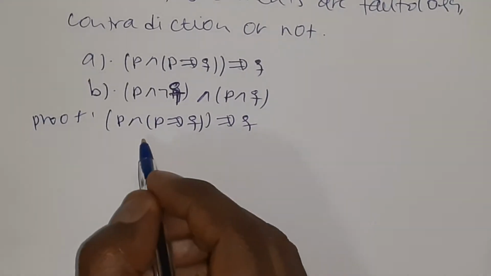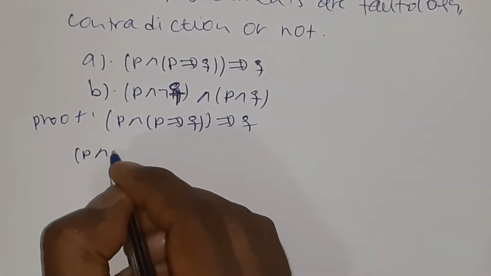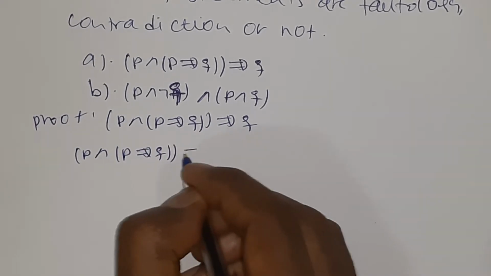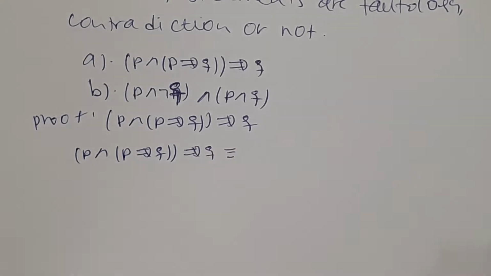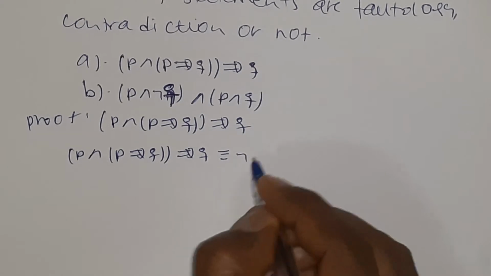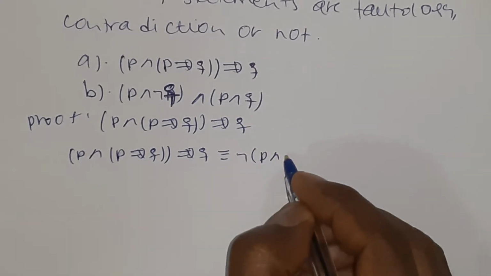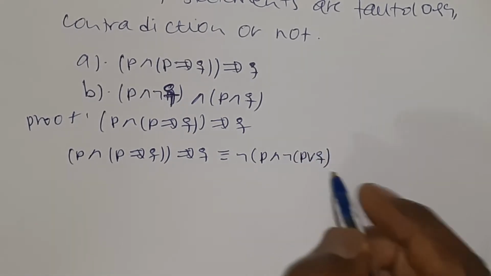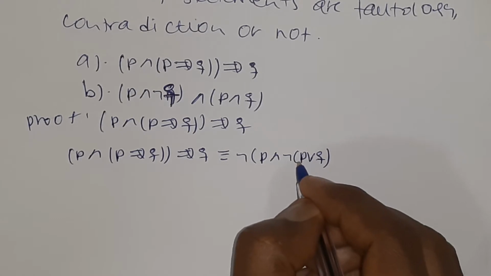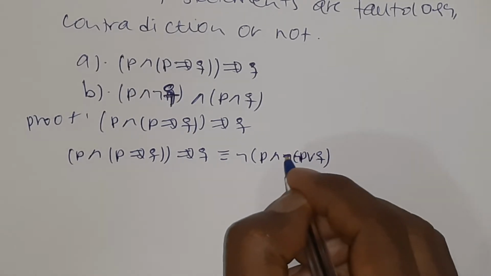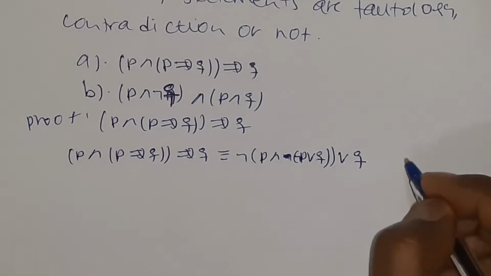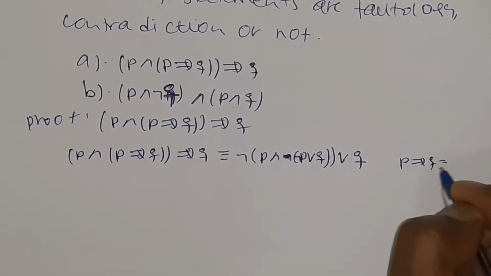We know that this statement, that is P and (P implies Q), could be equivalently written as the negation of [P and (negation of P or Q)], and then the outer implication is with Q, since P implies Q is equivalent with negation of P or Q.